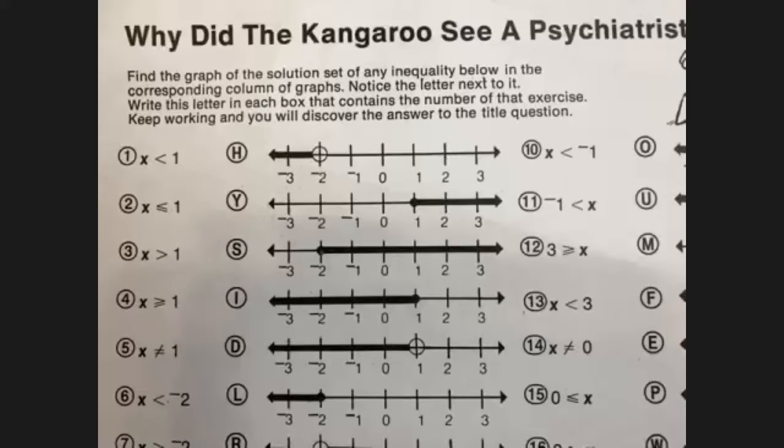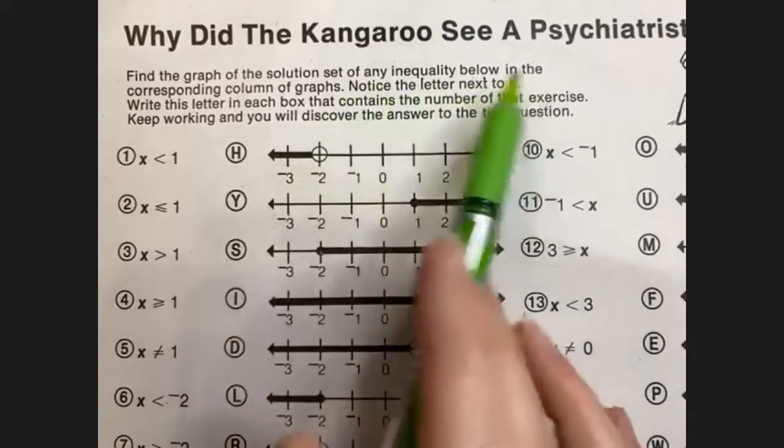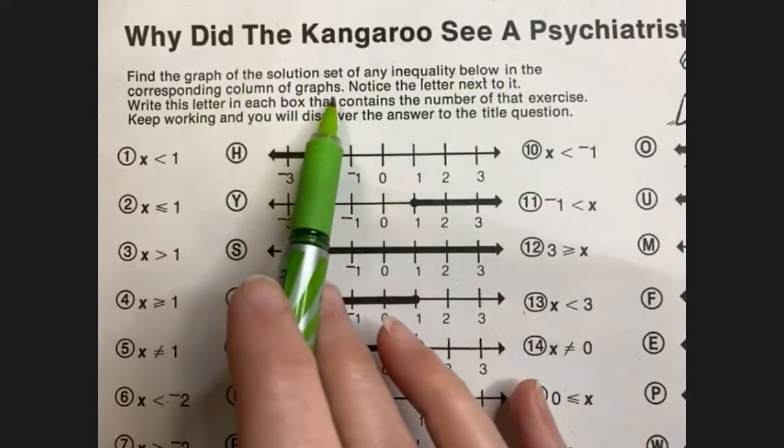This is going to be just a quick video tutorial on how to solve inequalities by graphing them. Actually, not finding the solutions, because the solutions are already here, but how do I graph them? This is just a practice exercise to see if you can match up the correct graph with the correct inequality sign. It says you're going to find the graph of the solution set of any inequality below in the corresponding column of graphs.